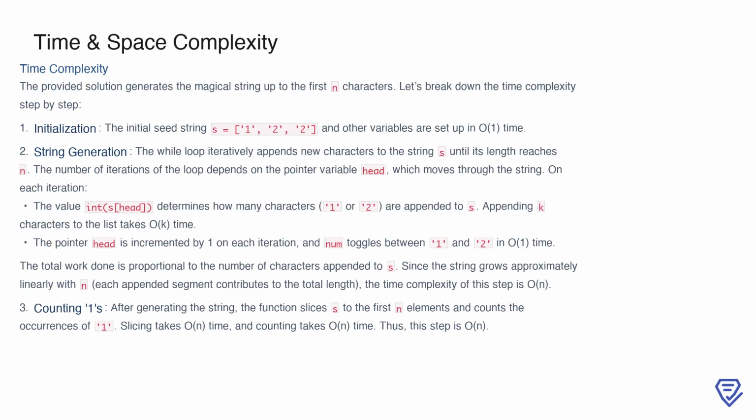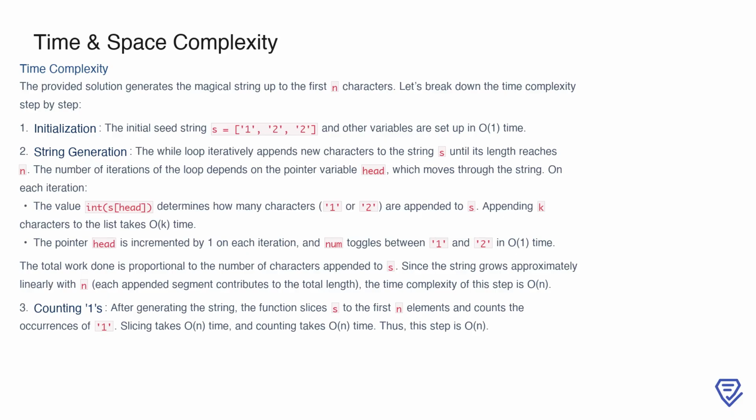Here, we analyze the time complexity of the solution step by step. First, during initialization, we set up the seed string s equals 1, 2, 2, and initialize variables like head and number. This setup is constant time, or O(1). Next, the main string generation happens within a while loop. The loop iterates until the length of the string s reaches n.